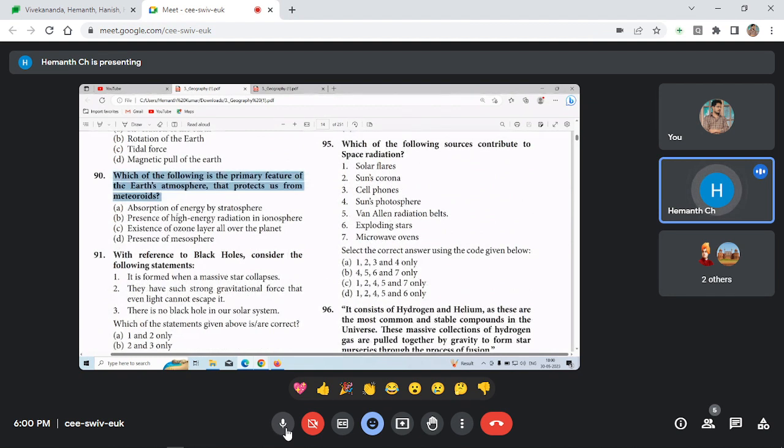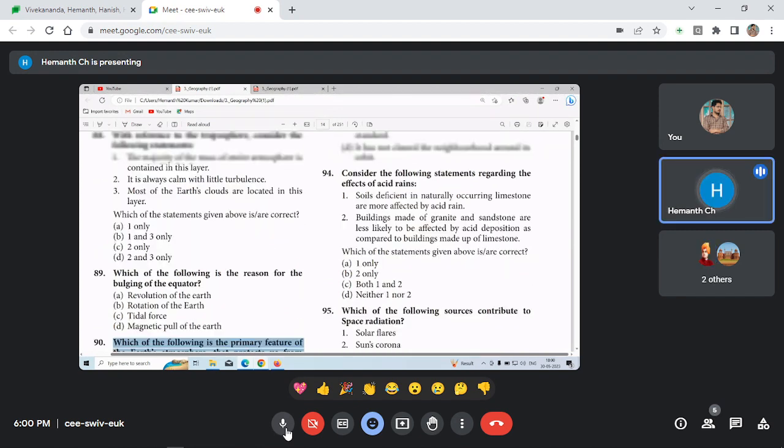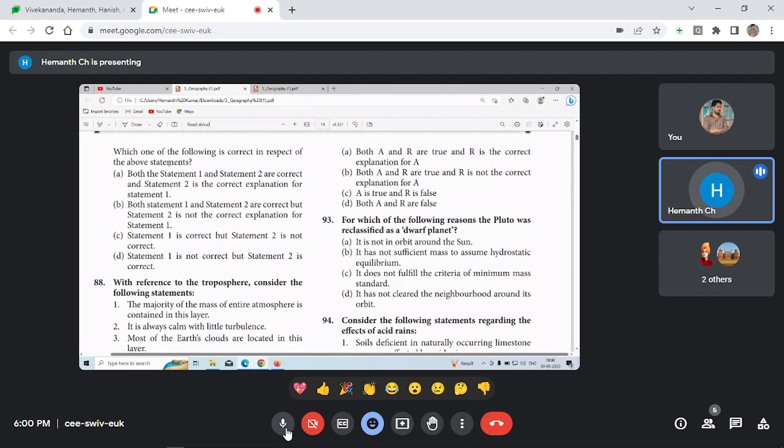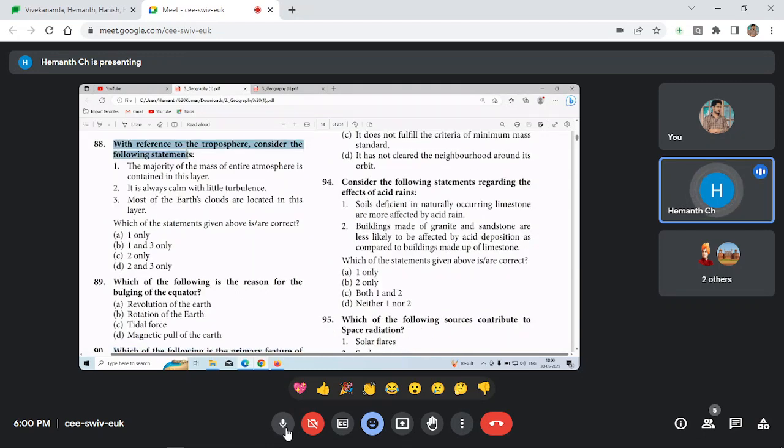ఇది చేద్దాం. ఇది ఈజీనే క్వశ్చన్. నువ్వు చేస్తానంటే నీ మోస్ కన్నా చేస్తావు. With reference to the troposphere, consider the following statements. The majority of the mass of the entire atmosphere is confined in this layer. It always has little turbulence. The most of the clouds are located in this layer.